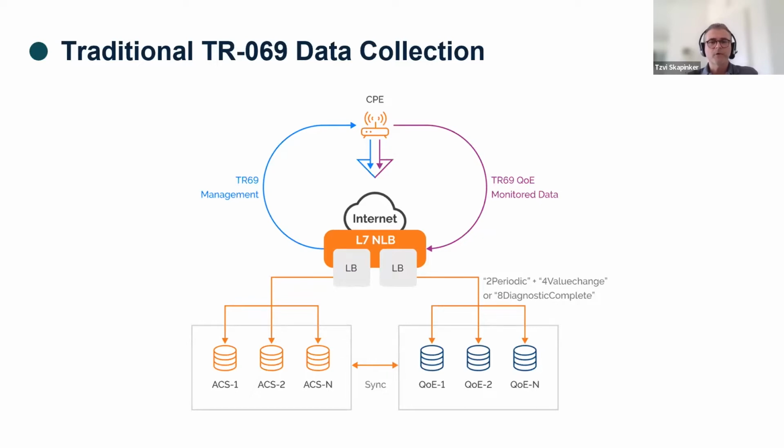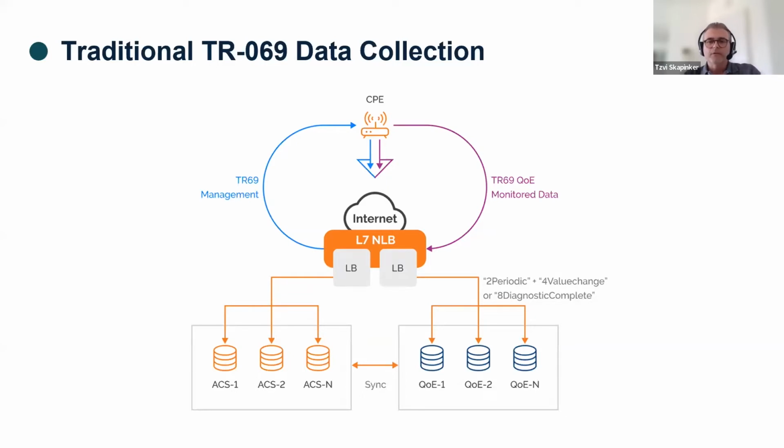In the current CPE deployment that we see, the CPE supports a single ACS that it can interact and communicate with in order to send management information and also the performance events that the CPE collects. One solution that most service providers are taking today is the usage of a network load balancer in order to steer the traffic and distinguish between management and operation related traffic and the monitored events.